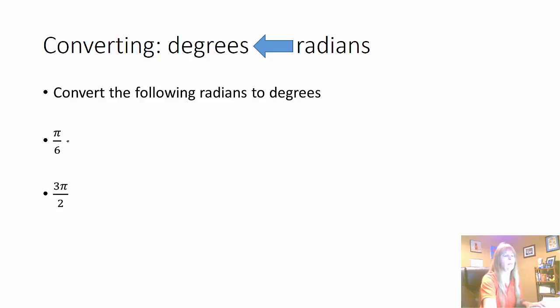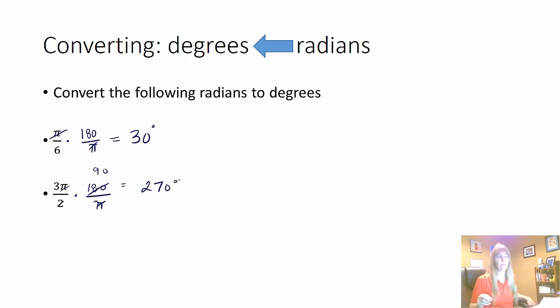As I mentioned, you're going to multiply by 180 over pi, because the pi's will end up canceling. And again, that's how I always remember which one to use for which: I need to cancel the pi's. 6 goes into 180 30 times, so 30 degrees. Same thing here, 180 over pi. The pi's cancel. 2 goes into 180 90 times, so I get 270 degrees.